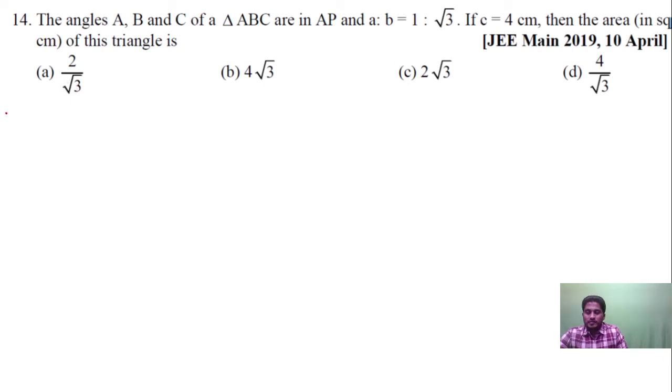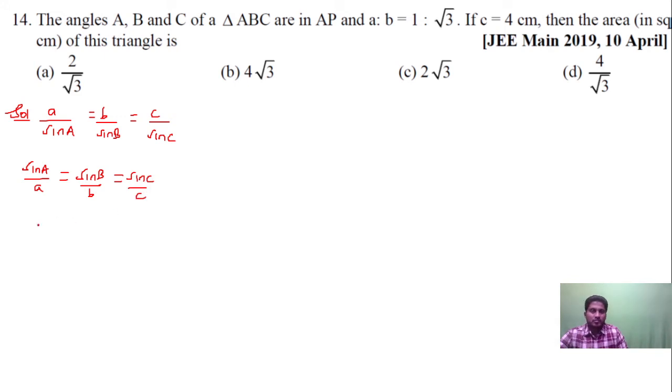Now if I use the sine rule, a by sine A is equal to b by sine B is equal to c by sine C. If I reverse this, you will get sine A by a is equal to sine B by b is equal to sine C by c.